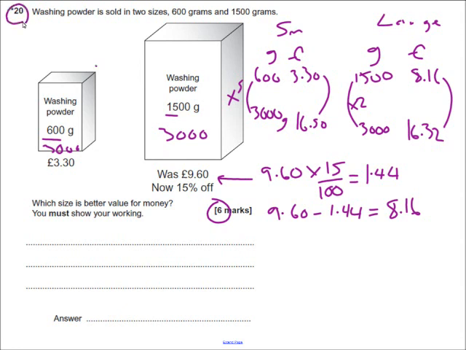So on your answer line, it's asking for some text. You would write down the answer. The 1500 gram box is the better value. And that's what I would say.